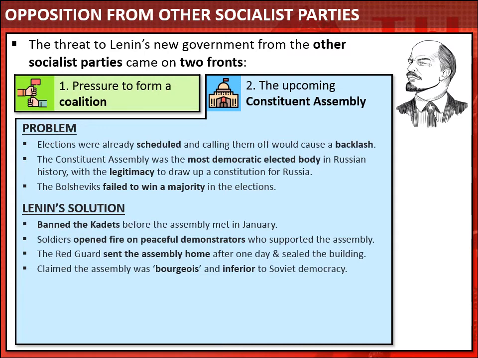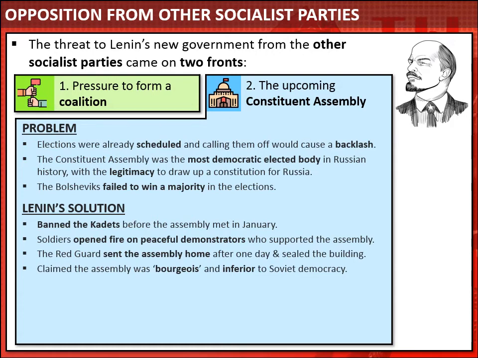The Assembly was allowed to meet for just one day. The Red Guard watched the proceedings from the back of the hall. When the new Assembly refused to authorise the new Bolshevik government, the Red Guard sent the Assembly home, and they locked the doors of the building. This was the end of the Constituent Assembly. It never met again.